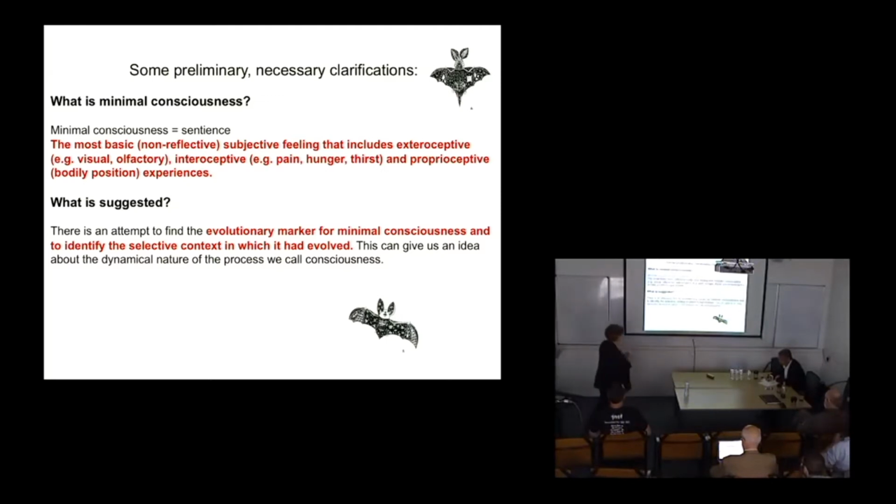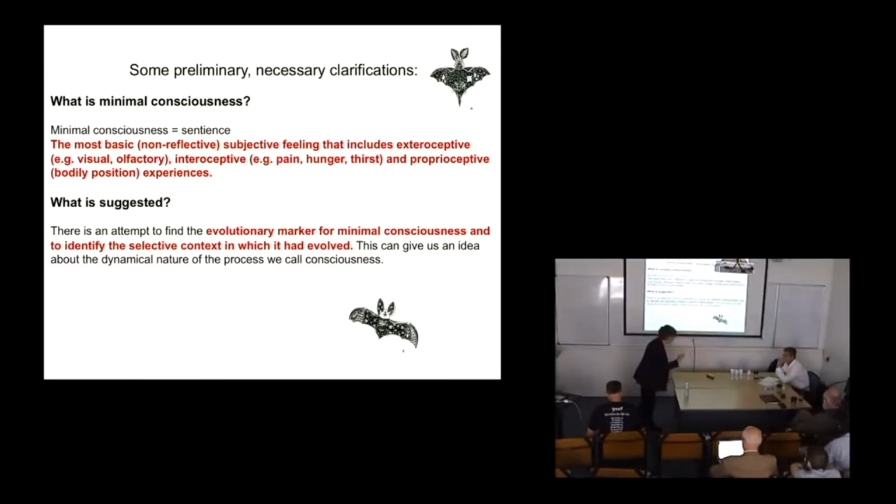Now, what do we suggest in this lecture? What we want to try and do is not to define consciousness, although I hope that by the end of the lecture it will be clearer what we actually mean when we say that, but to find the evolutionary marker for minimal consciousness and to identify the selective context in which something like consciousness or sentience evolved. I want to say that an evolutionary marker is not exactly the same as a neural correlate of consciousness or a causal correlate of consciousness. It's something that evolutionarily is a causal explanatory correlate. As I will make clear, it doesn't have to be so in all current organisms at all stages of development.